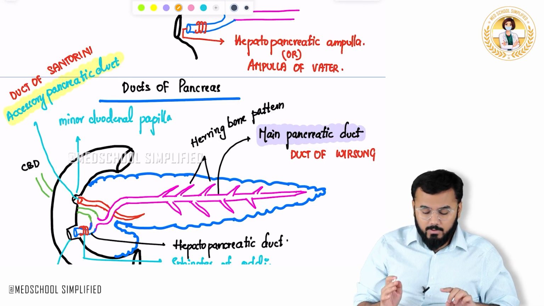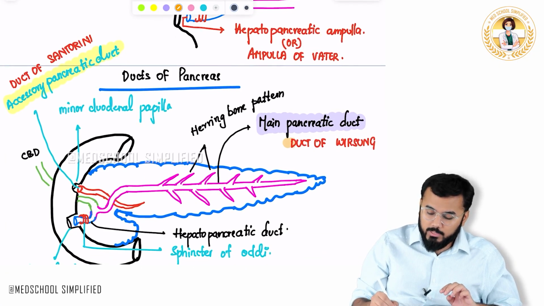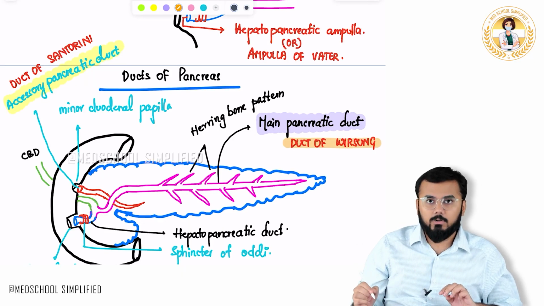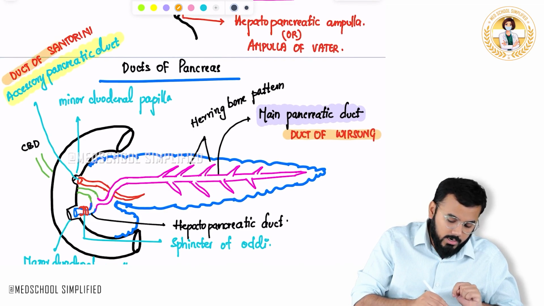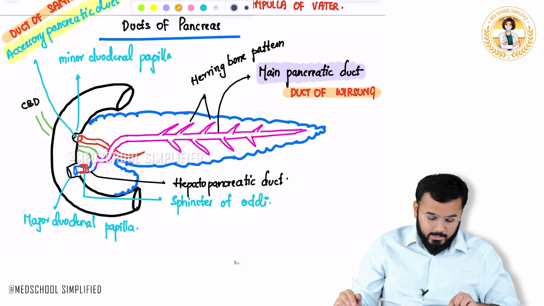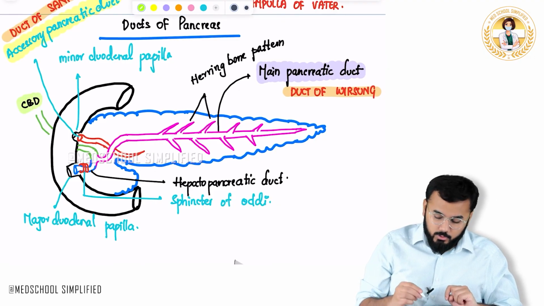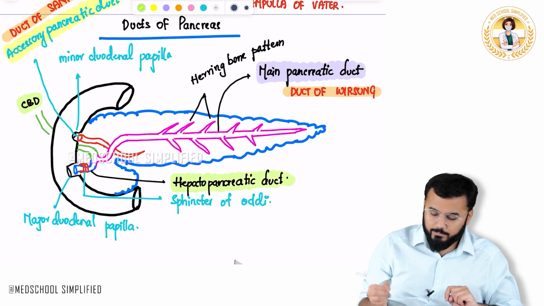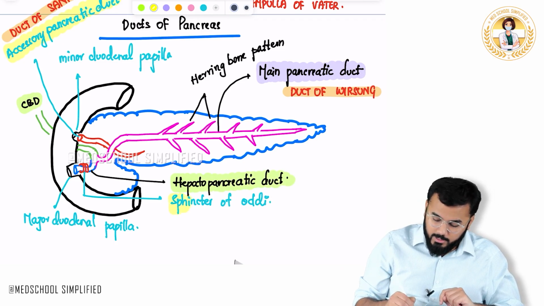So let us start one by one from the starting. First we discussed the main pancreatic duct. It is also called the duct of Wirsung. Next important thing we discussed is the accessory pancreatic duct, which is called the duct of Santorini. Next, this main pancreatic duct joins with which duct? It joins with the common bile duct and forms the hepatopancreatic duct. The hepatopancreatic duct has a sphincter, and this is called the sphincter of Oddi.